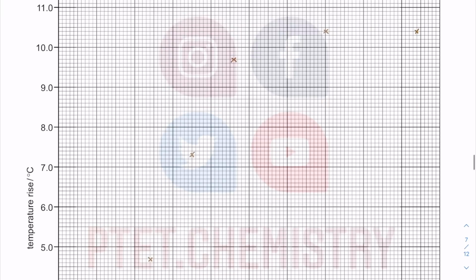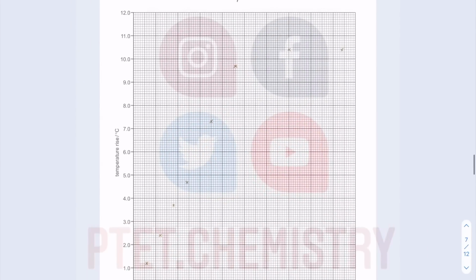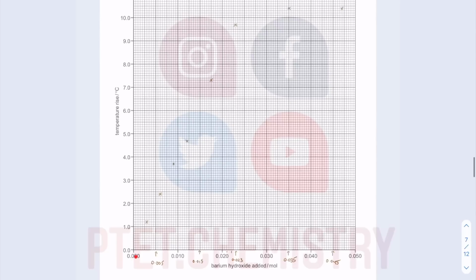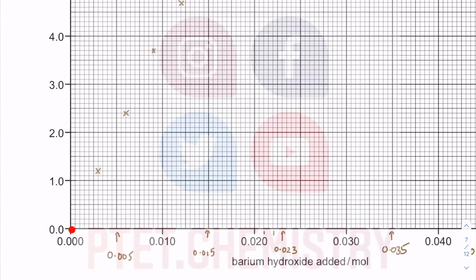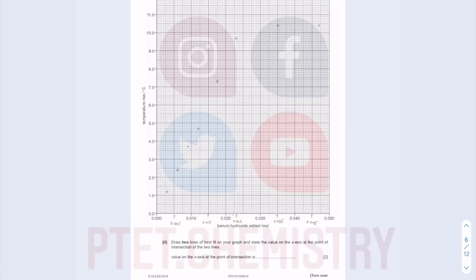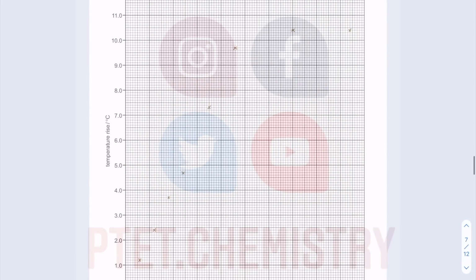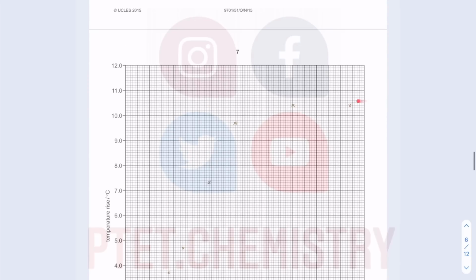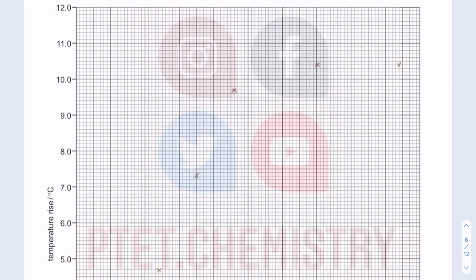If I zoom this out a little bit smaller, obviously when you have no barium hydroxide, you would not expect any temperature rise at all. So I know this graph will cut through 0, 0, because when there is no barium hydroxide added, there is no neutralization. Therefore, the temperature is just the temperature of the acid, because you dip the thermometer inside the solution containing the acid, then you add the barium hydroxide. So it's got to cut through 0, 0. It's going to look like that, and then there's a constant line, because the temperature flattens out at a maximum temperature rise and doesn't go any further.